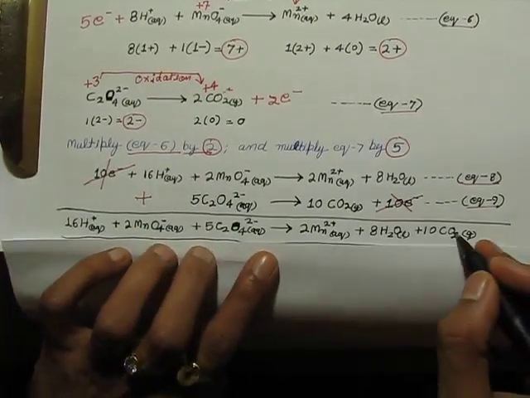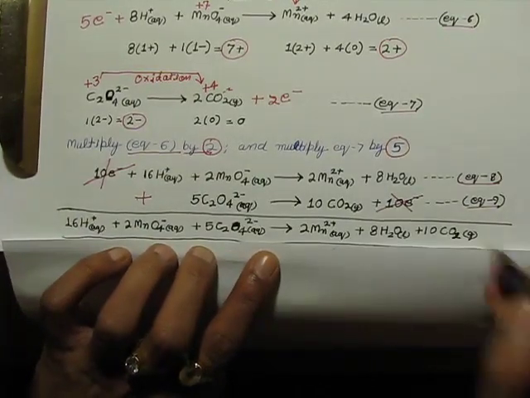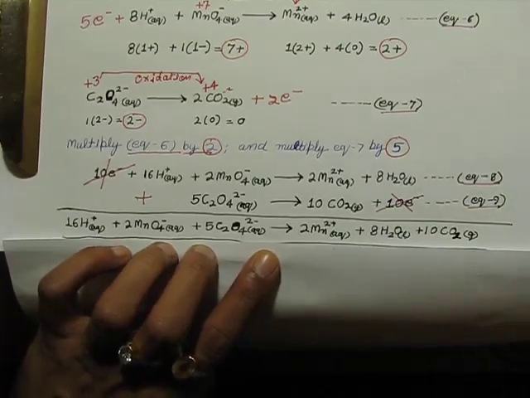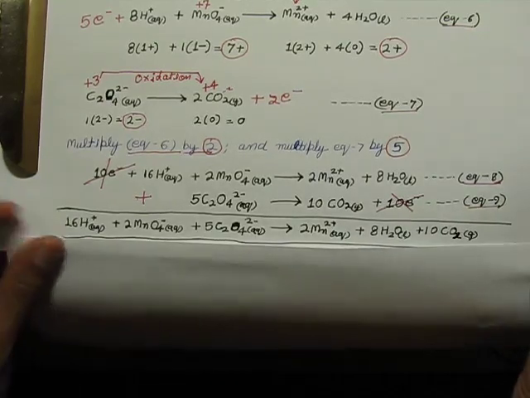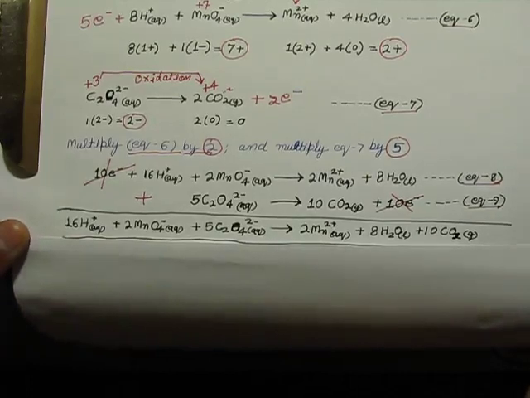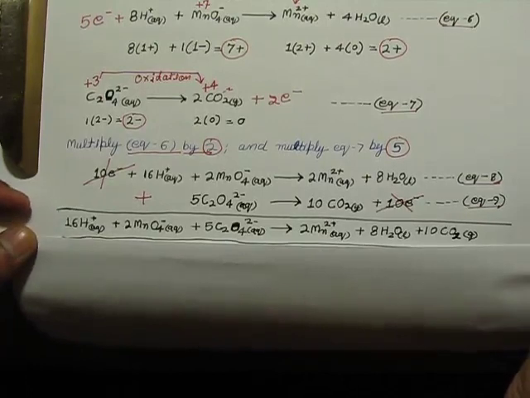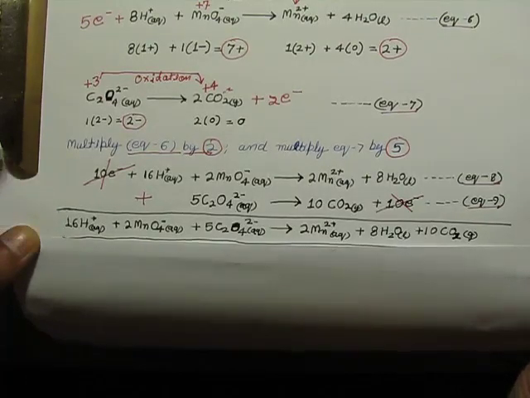So this was the example of how to balance a redox reaction in acidic condition. You have to follow these rules, and you can use this example to solve other types of examples in acidic condition. We will see in another video how to balance redox reactions in basic conditions.